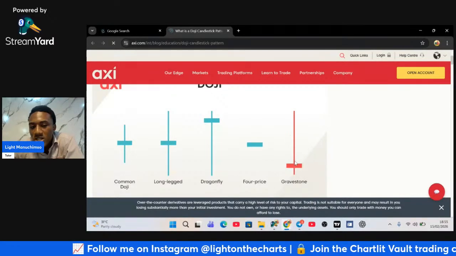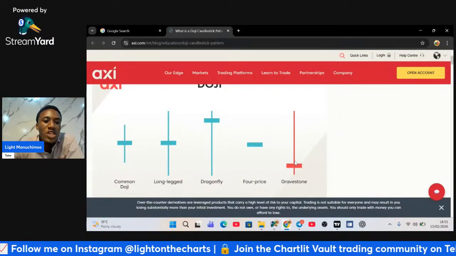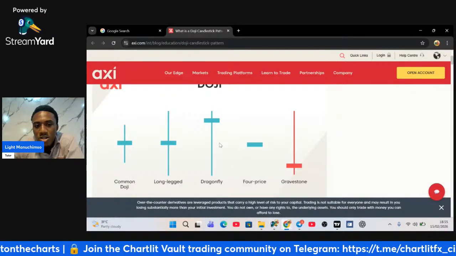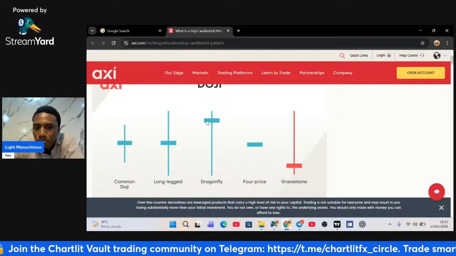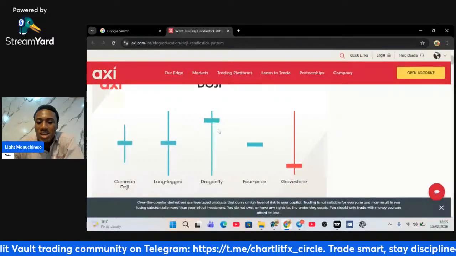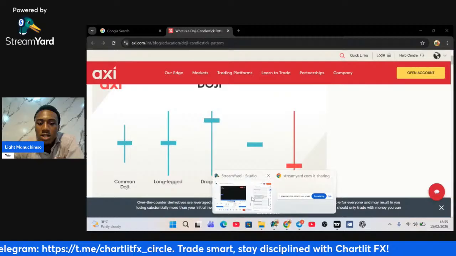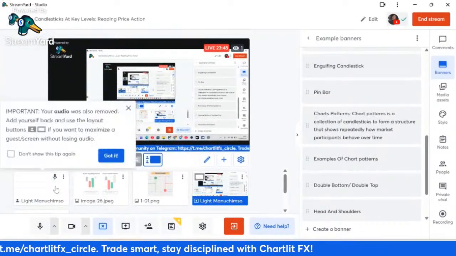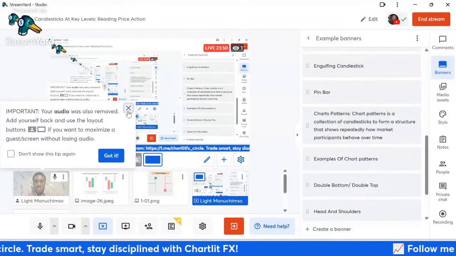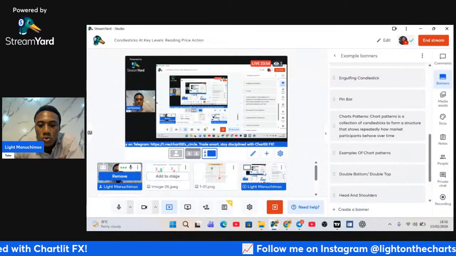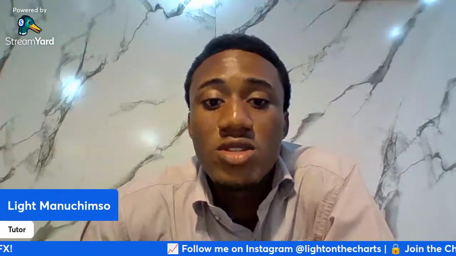So we are going to go on the chart and we're going to be looking for the different doji candlesticks. Right, this one looks like a pin bar, but the body is very, very tiny. It looks like a pin bar, but right. So let's head to the charts.